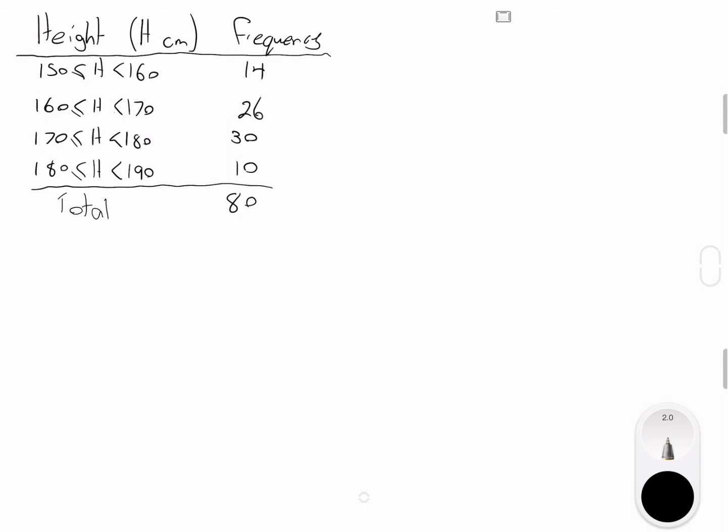So if we were to draw a histogram of this, then we'd really be just drawing a column graph without any gaps. So to draw it up really quickly, we'd have 150, 160, 170, 180 and 190. And if we go up by 5s, 5, 10, 15, 20, 25, 30. So let's put some labels on this, like we should.